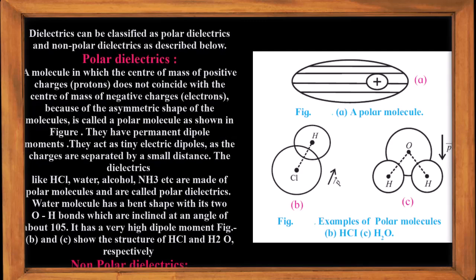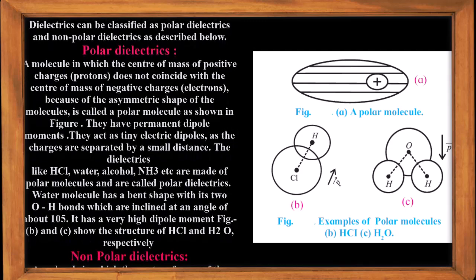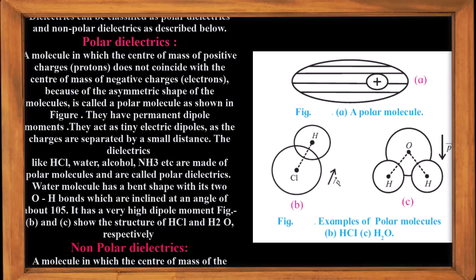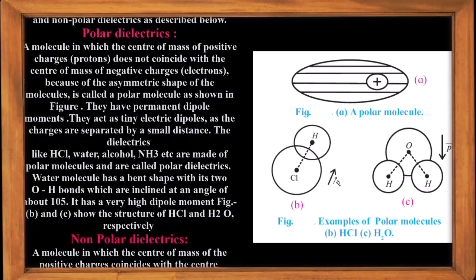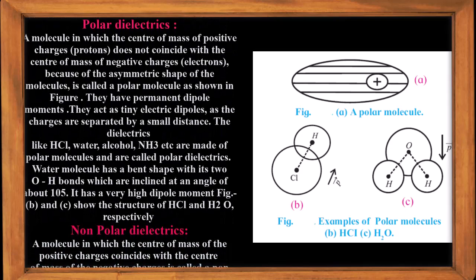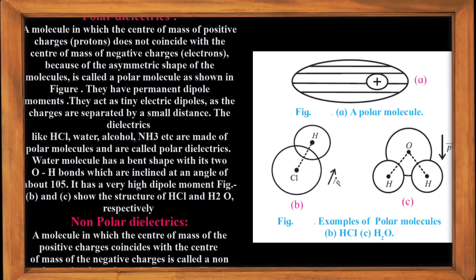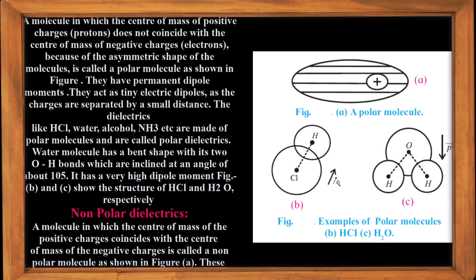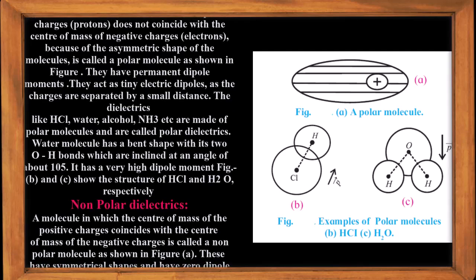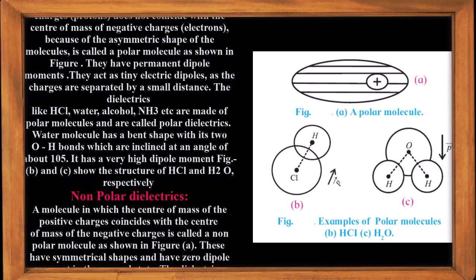Water molecule has a bent shape with its two OH bonds which are inclined at an angle of about 105 degrees. It has a very high dipole moment. Figure B and C show the structure of HCl and H2O respectively.